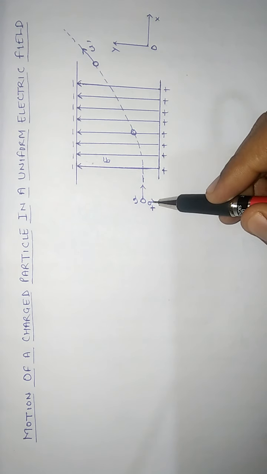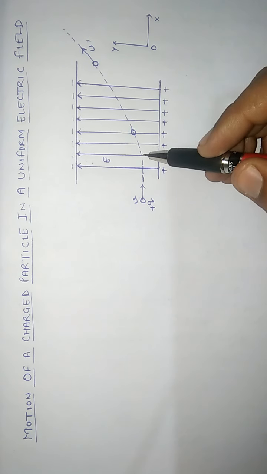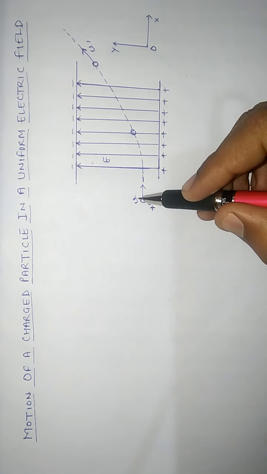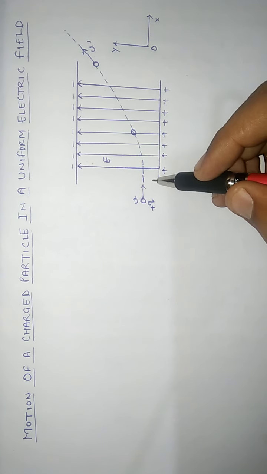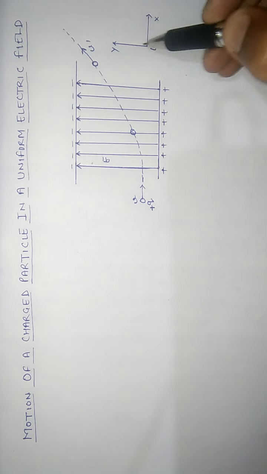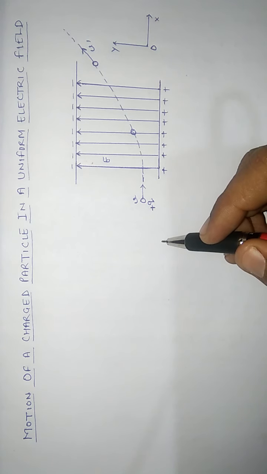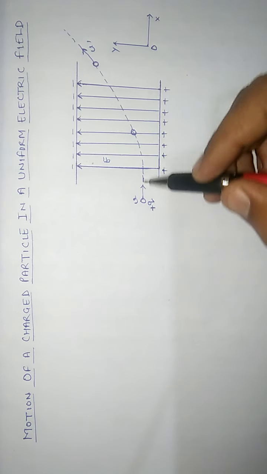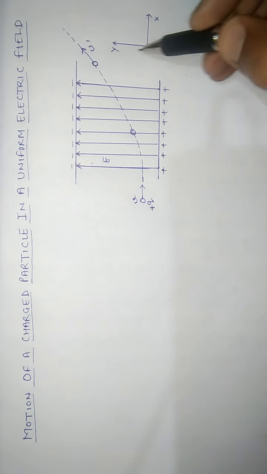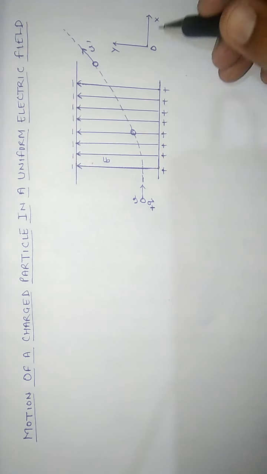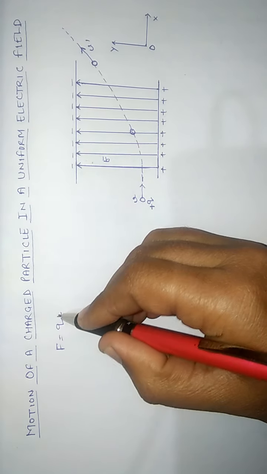Let a positive charge plus Q enter the electric field along the x-axis with velocity v. The field is along the y direction, so no force acts on the charge along the x-axis, but it experiences a force along the y-axis, which is given by F equals QE.